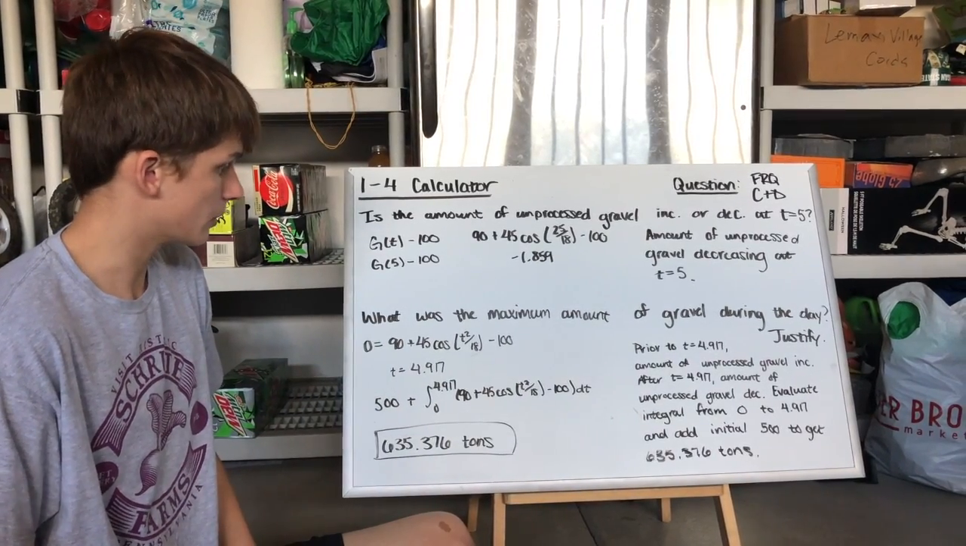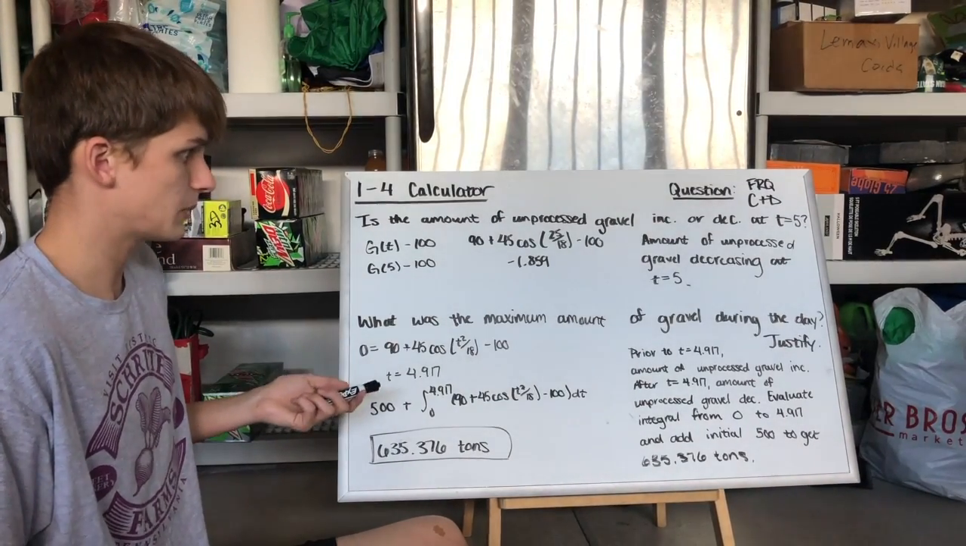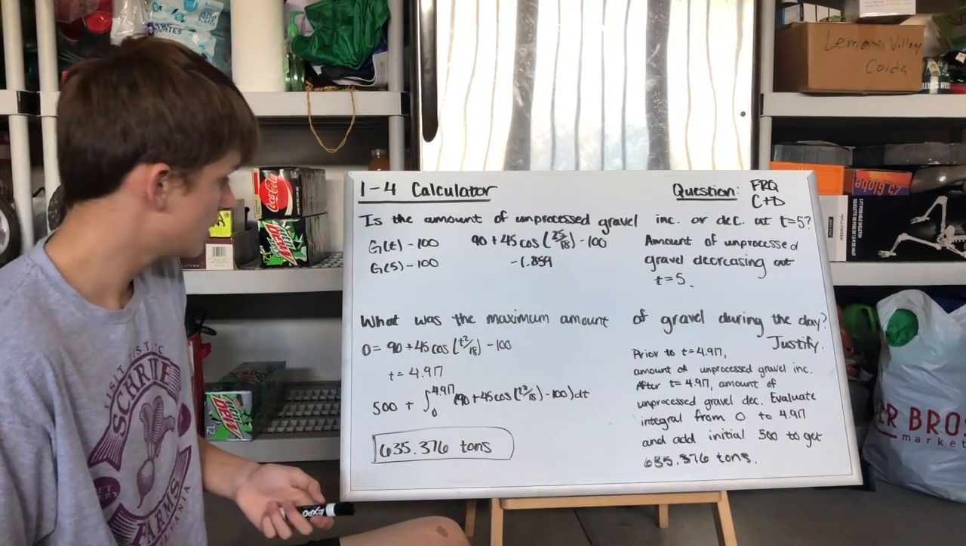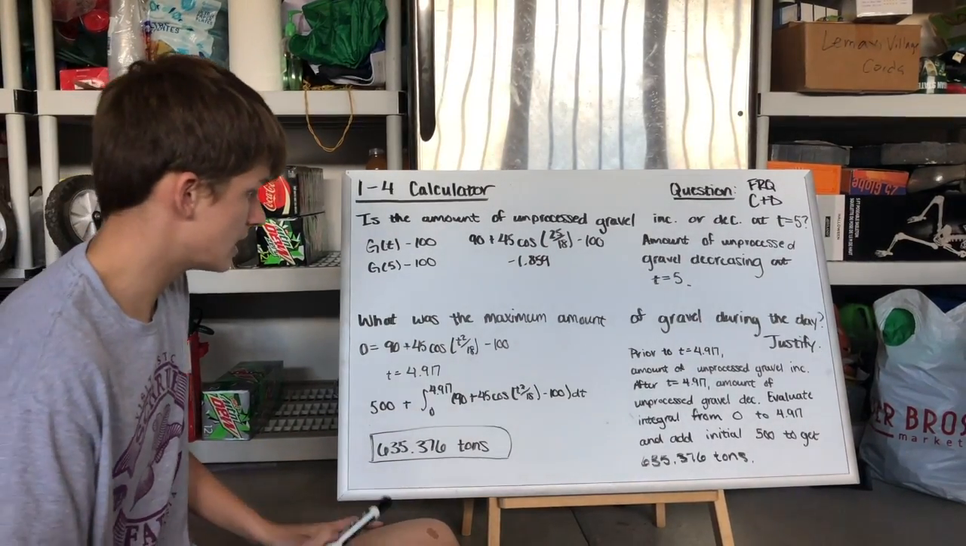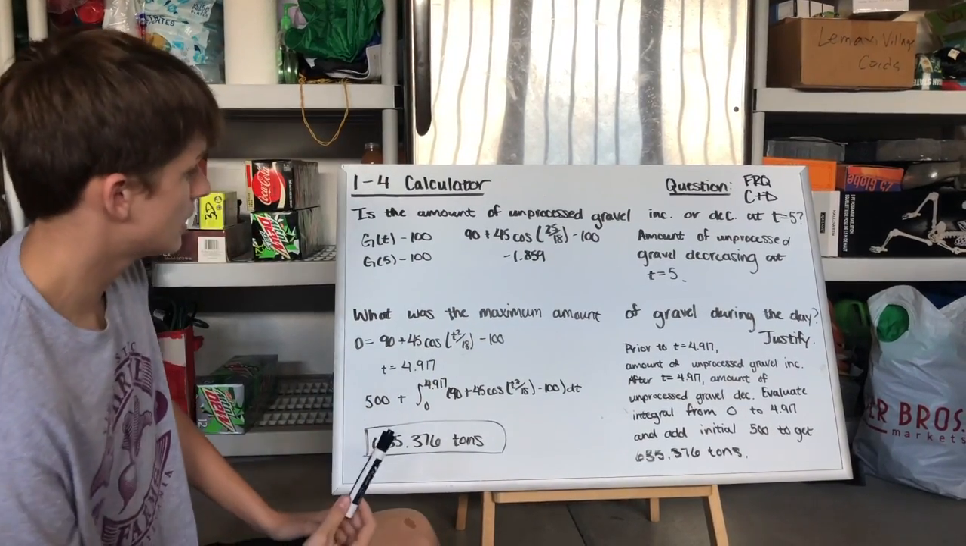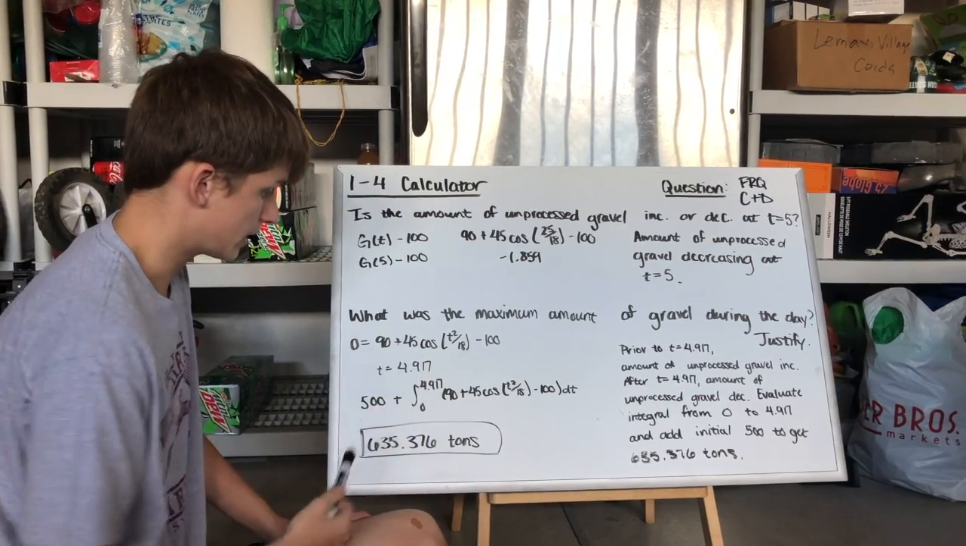And then for part D, we had to find what the maximum amount of gravel during the day was, and we had to justify our answer. So we started by taking the same equation that we used up here and setting it equal to 0. We find that t is equal to 4.917.